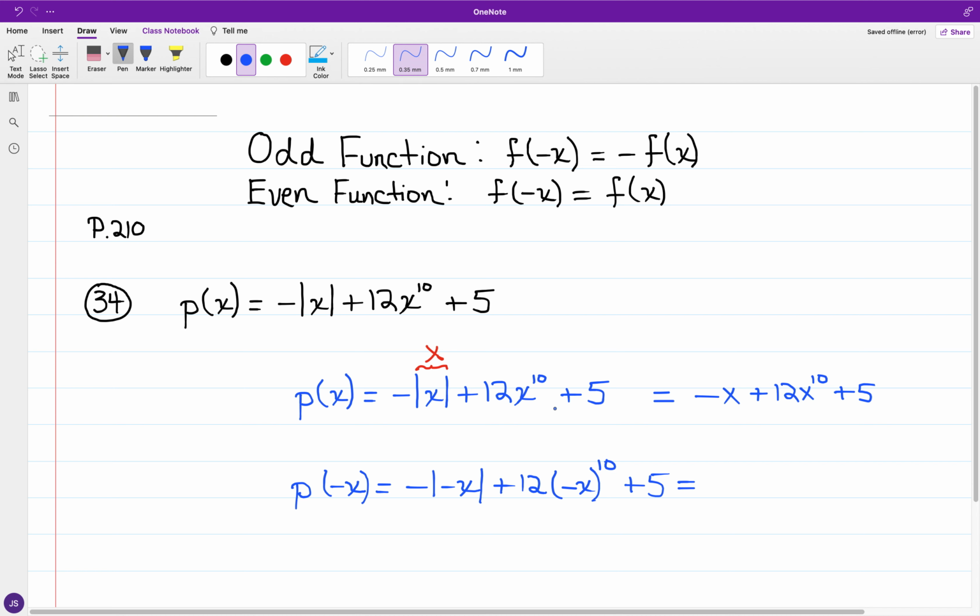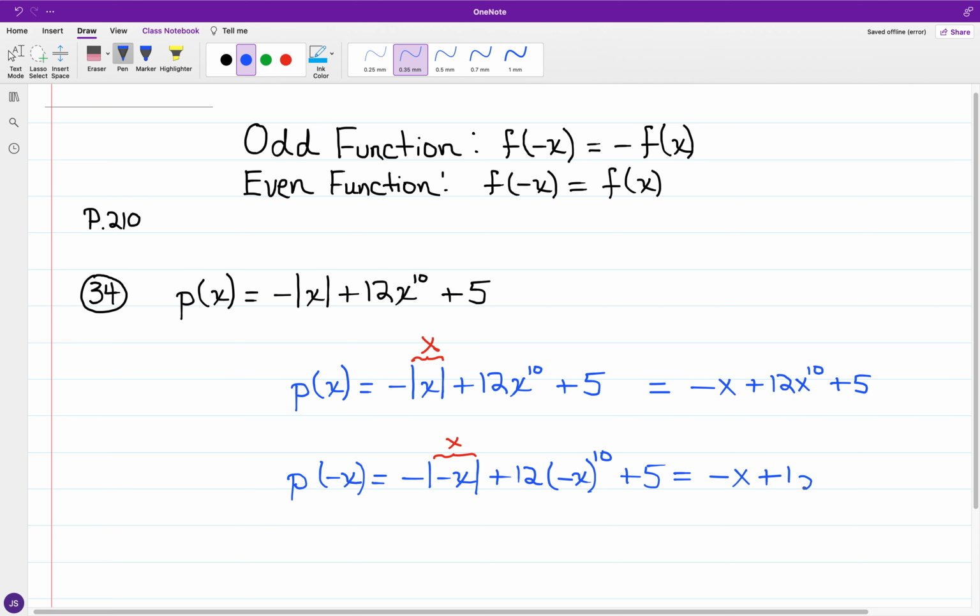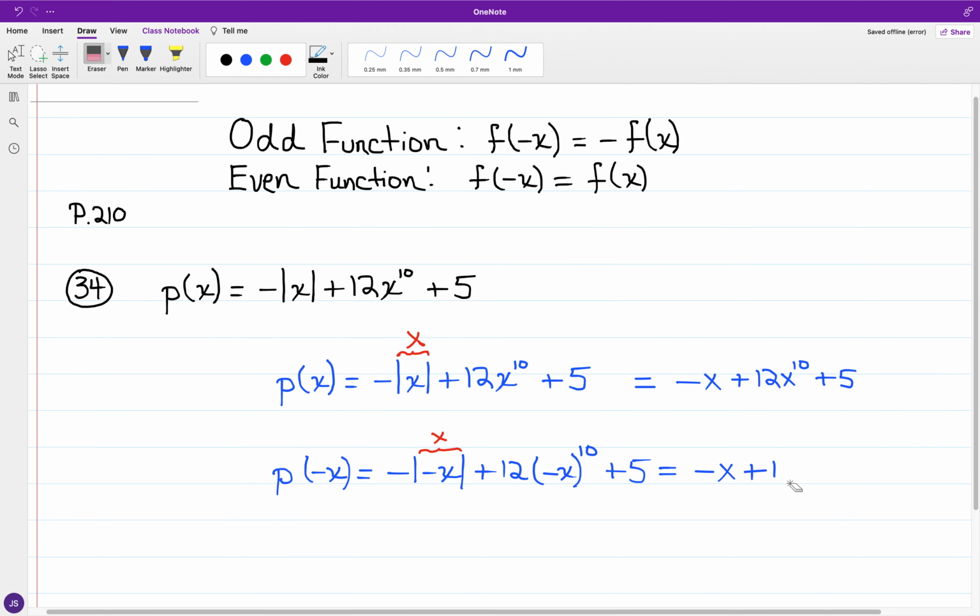Now in the case of p of negative x, the absolute value of a negative is going to be a positive, so the absolute value of negative x is x, and we're still taking the opposite sign of this. So you have the negative of x as the first term. A negative term raised to an even power comes out positive, so we have 12 times x to the 10th. And again, we have the constant 5 to follow. Now let's look at how the outputs compare.